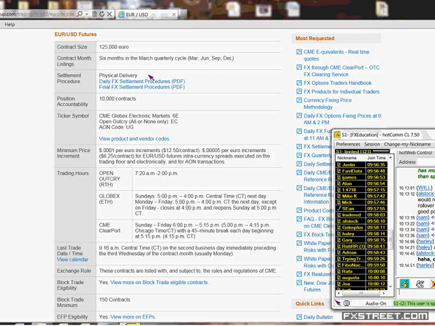Okay. So, take a look. Physical delivery means when the expiration date comes, this is not settled in cash like the S&P is.